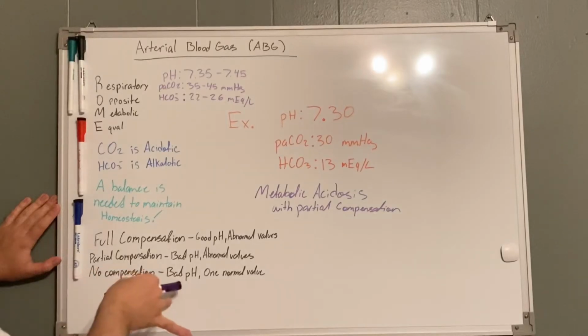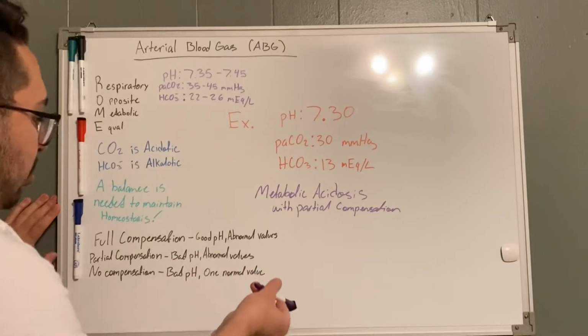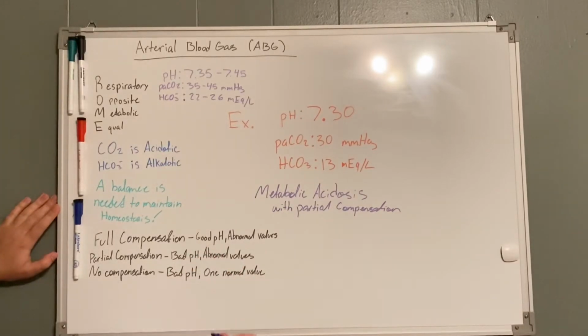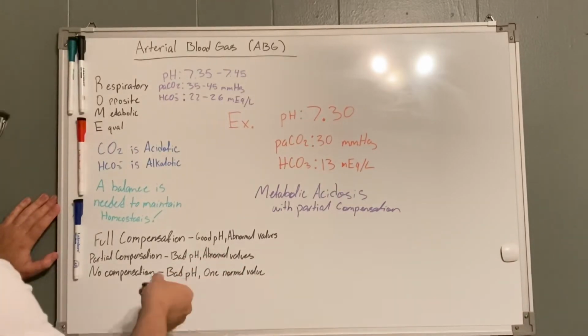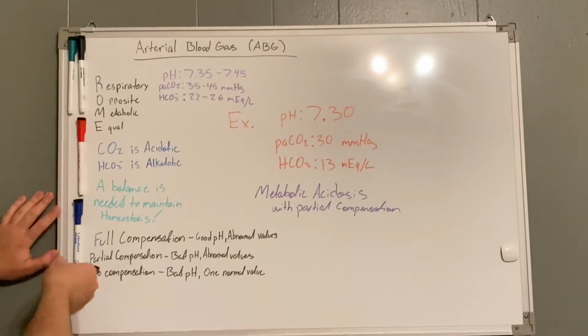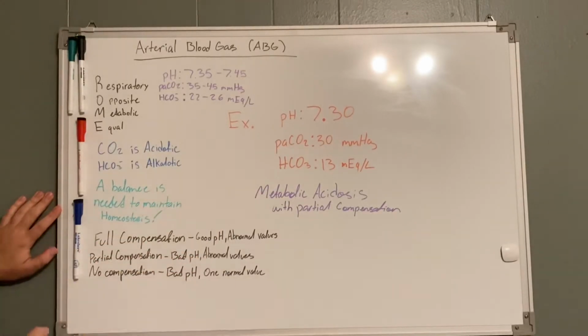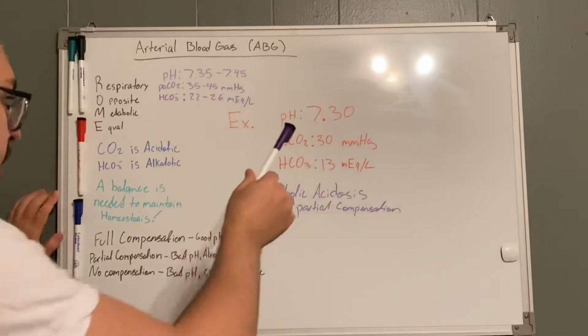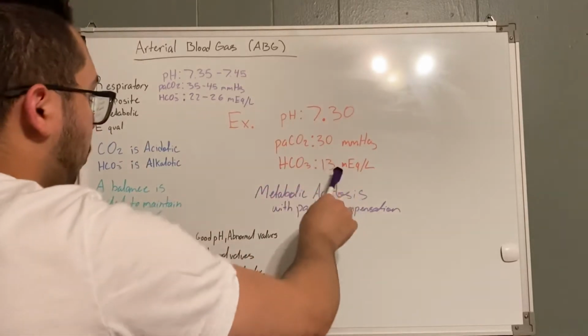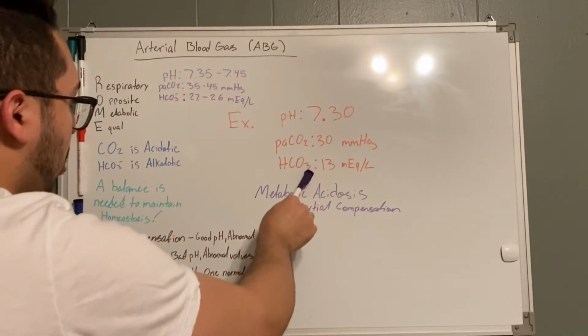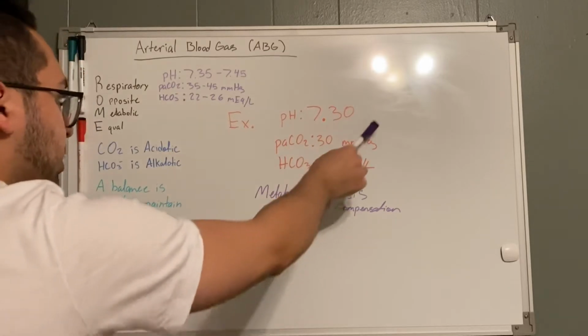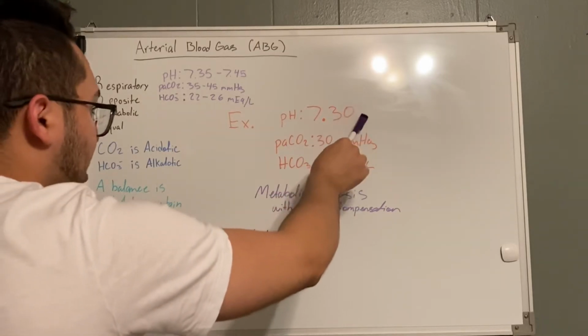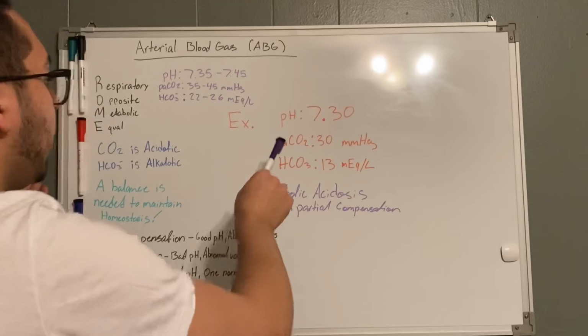And then no compensation is when you have a bad pH and only one normal value. The other is bad. That correlates to the bad pH. So in our case, we have partial compensation. So, our issue here with the pH is the bicarb. That low bicarb is causing that acidotic pH.